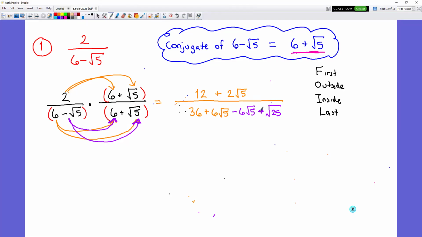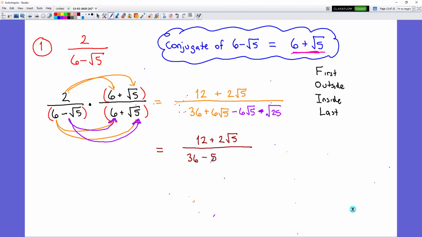All right, so now we're ready to try to simplify this. So what we'll do is we'll take the top, which is still the same, 12 plus 2 square root of 5, okay? Then on the denominator, we have 36. But now what we have here is positive 6 square root of 5 and negative 6 square root of 5. Well, guess what? Those are like terms, and they do cancel out. So therefore, we don't have to write anything for that. But we can write for something we have minus square root of 25. That's just going to be minus 5.